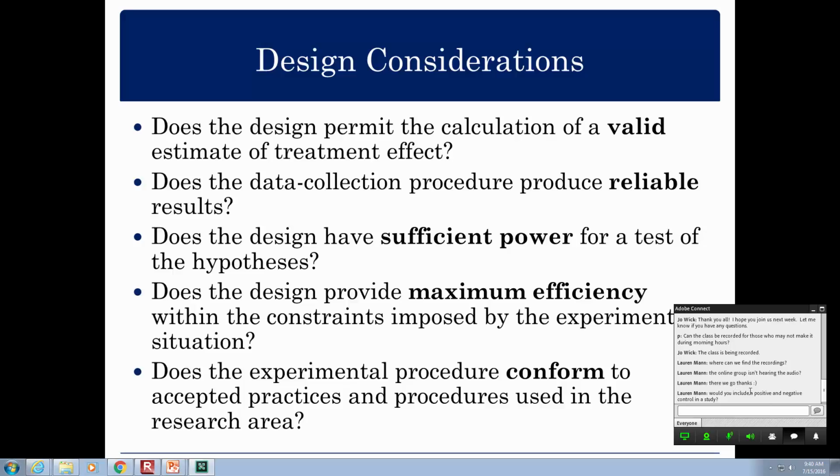Okay, Lauren asked, would you include a positive and negative control in a study? And Lauren, the answer is you could, if you need information from both. So the negative control, again, is just to see how, whatever it is you're after, if it's migraines, for instance, if you don't know how these things resolve on their own or how they progress on their own, untreated in the population you're studying, then you need to collect that information in a negative control group if it's ethical.